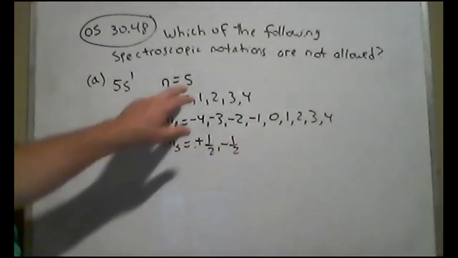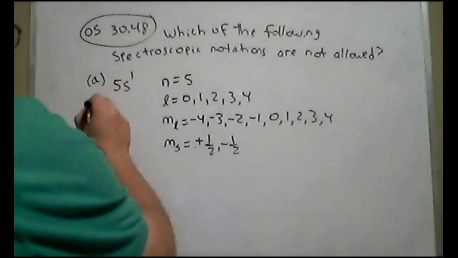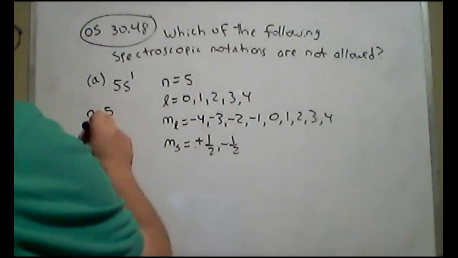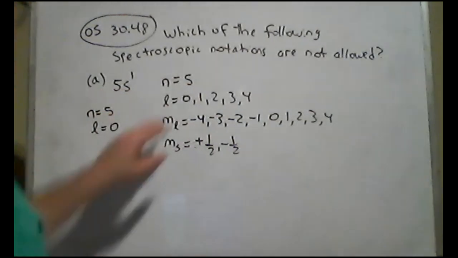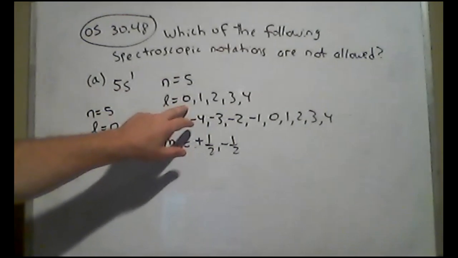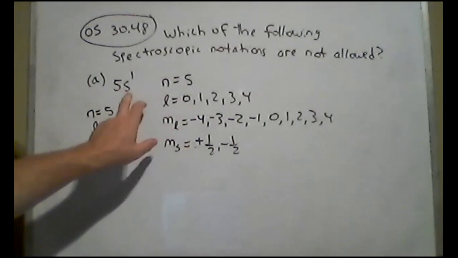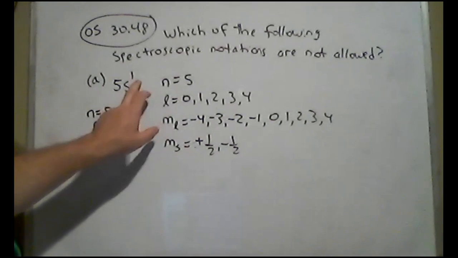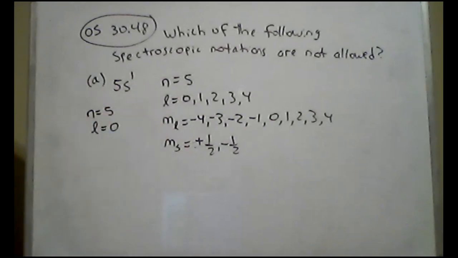So if n equals 5, what is this telling me? This is saying that n equals 5, and that L equals 0. That's perfectly fine. L can be 0. And this is also telling me that there's 1 electron in there, and that's perfectly fine too. In fact, I can have a whole bunch of electrons in there.